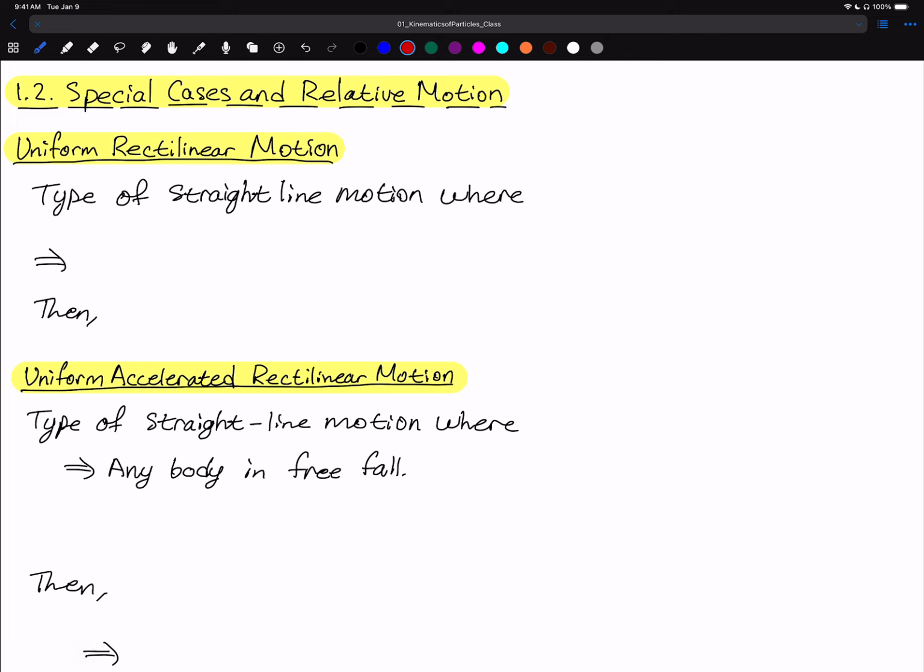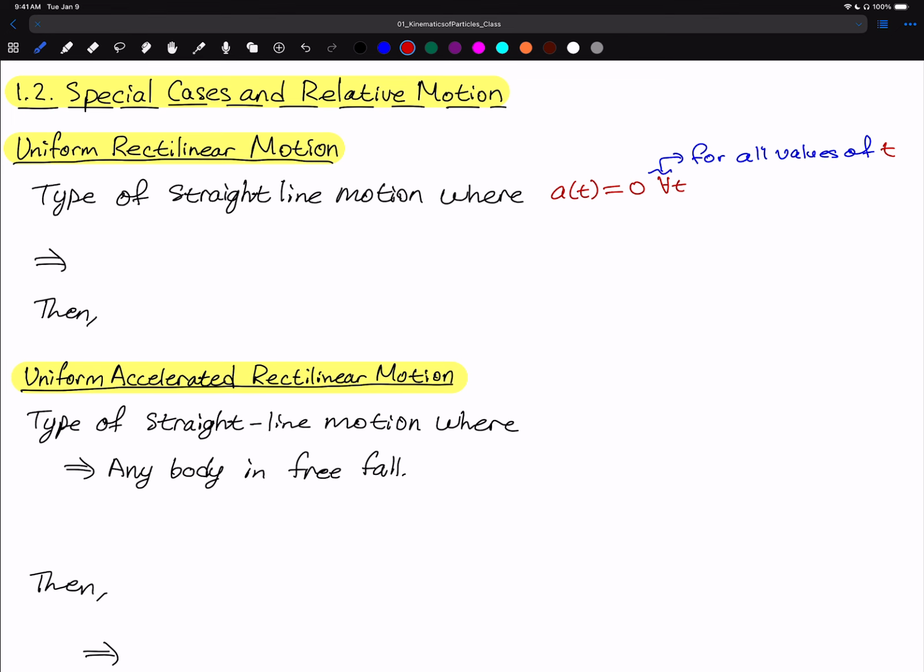In this video, we are going to cover some special cases for rectilinear motion as well as relative motion between two particles. We're going to start by talking about uniform rectilinear motion, and this is a type of straight line motion where the acceleration is equal to 0 for all time. And just in case you haven't seen this upside down A, this means for all values of time t. So uniform rectilinear motion is straight line motion where the acceleration is equal to 0.